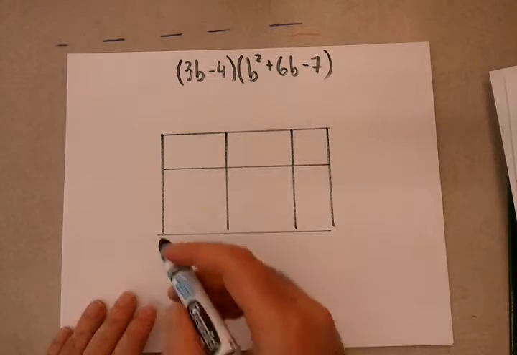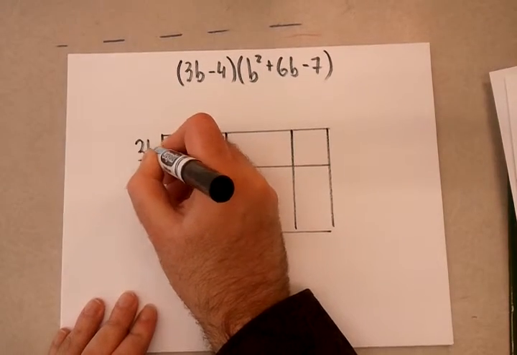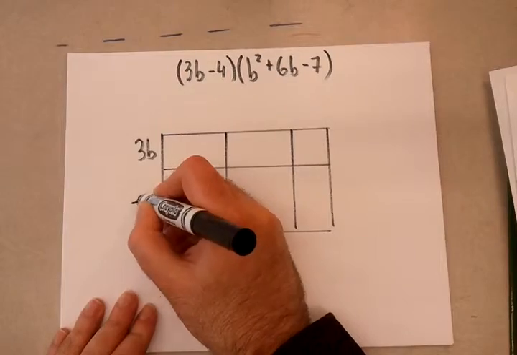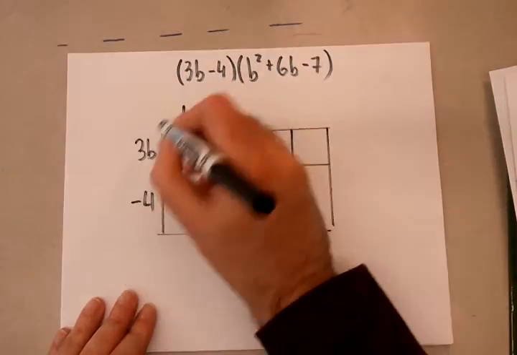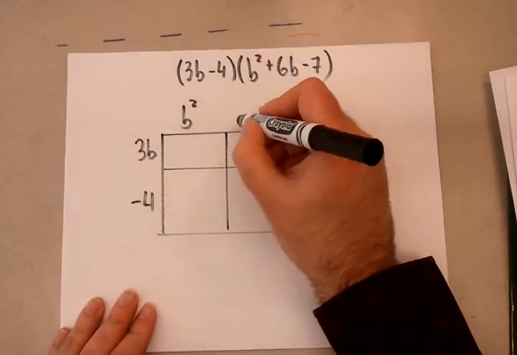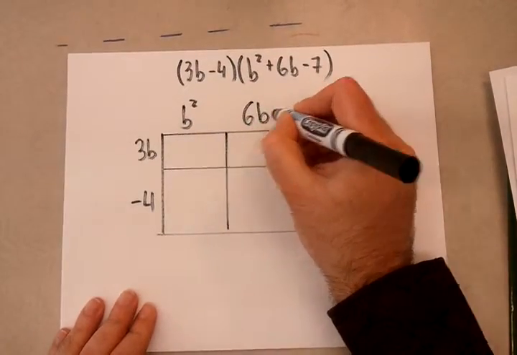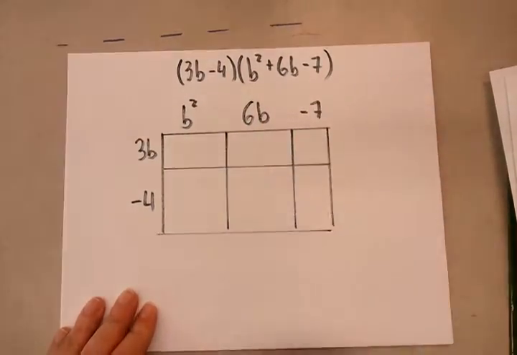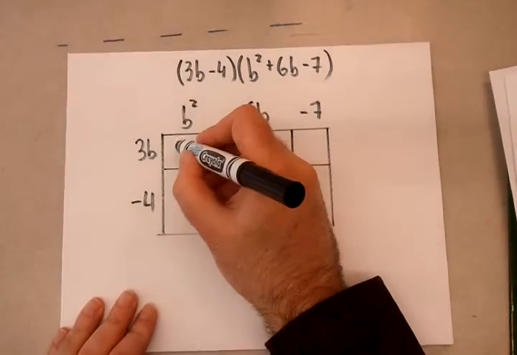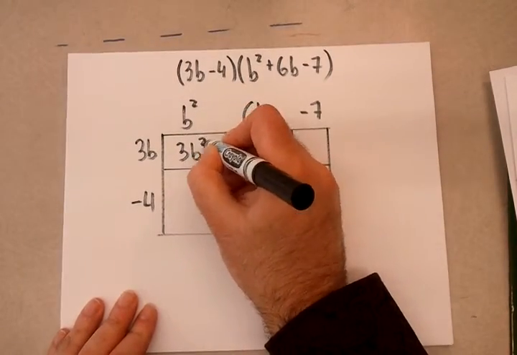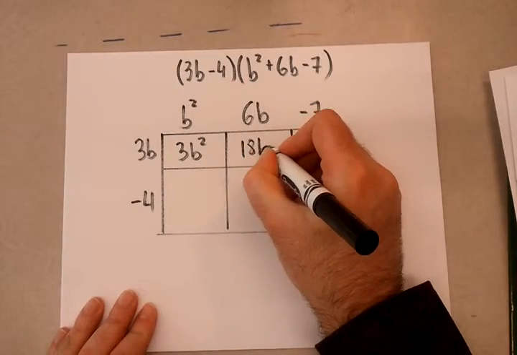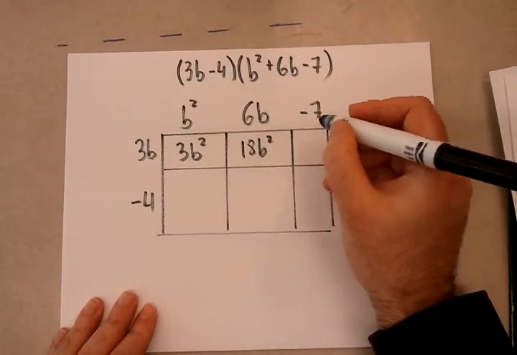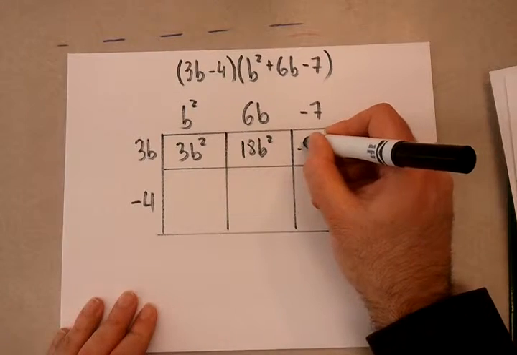So just like before, you write your first polynomial on the left, your second polynomial on the top. Again, highest degree monomials go first. And then you carry out your multiplication. And you kind of fill in the table as you go, one at a time.